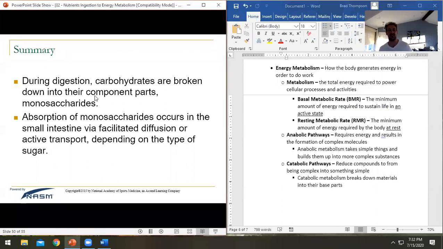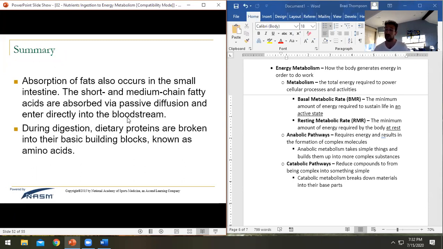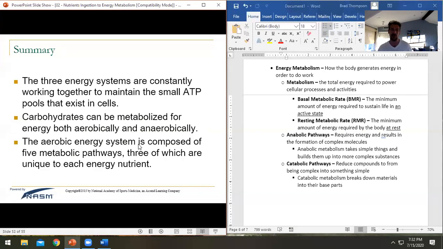So during digestion, carbs are broken down into monosaccharides, and then they're absorbed into the body. That monosaccharide that we generally talk about is glucose. Digestion of fats begins in the mouth, but ends in the small intestine with bile, breaking it down into free fatty acids. Absorption of those fats occurs in the small intestine along with everything else. Proteins are broken down primarily in your stomach, as well as a little bit in your small intestine, and once broken down into amino acids, they can be absorbed by the small intestine.